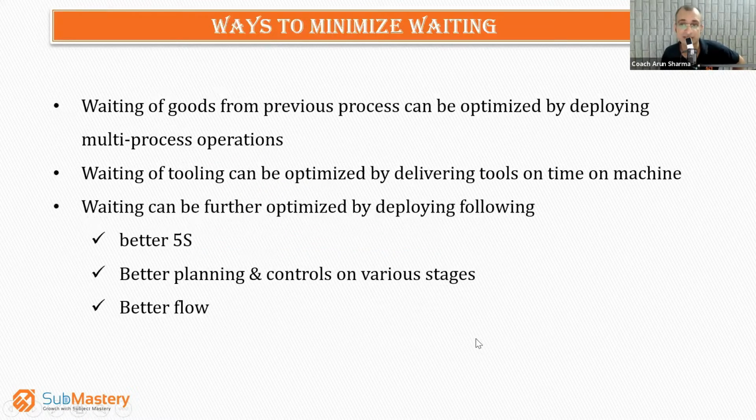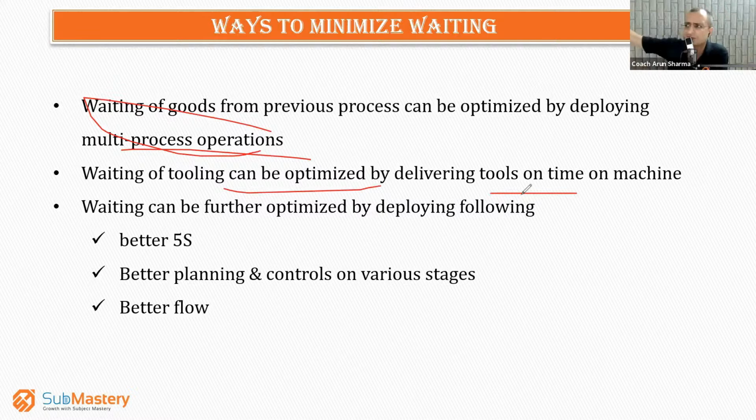And waiting of goods from the previous process can be optimized. How can you optimize a multi-process operation? As I said, an operator can handle 2 to 3 operations, or you use a special purpose machine, which can do multiple operations at the same time. Waiting for tooling can be reduced by delivering the tools on time to the machine. You're not going a very far distance to get the tools from the tool room. There is a small rack, and the tool is kept as per your planning before you need to do the changeover. There's a space for that. The practice is that the next tool will be ready.